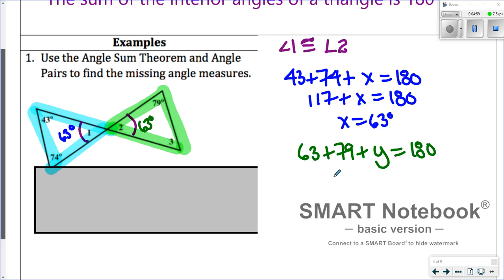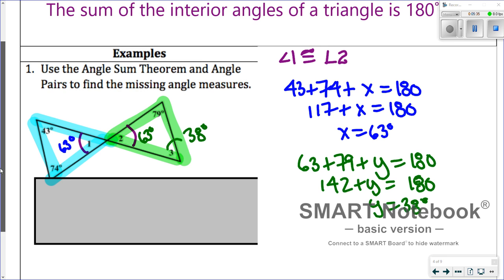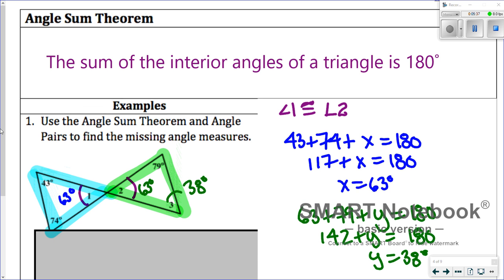So when you add those two, you should get 142 plus y, and then you're going to subtract that from 180. So that will give us 38 degrees. So this will be 38 degrees. So we found angle 1 to be 63, angle 2 is 63, and angle 3 is 38 degrees. So that is using the angle sum theorem.